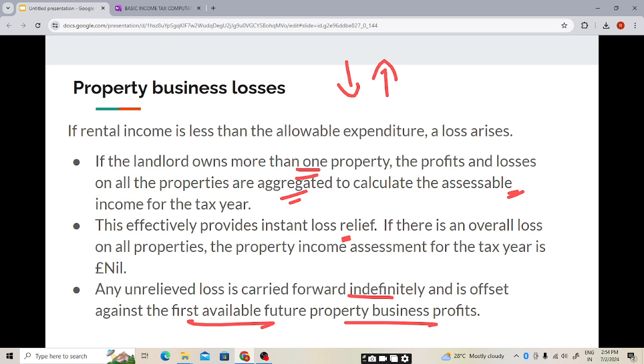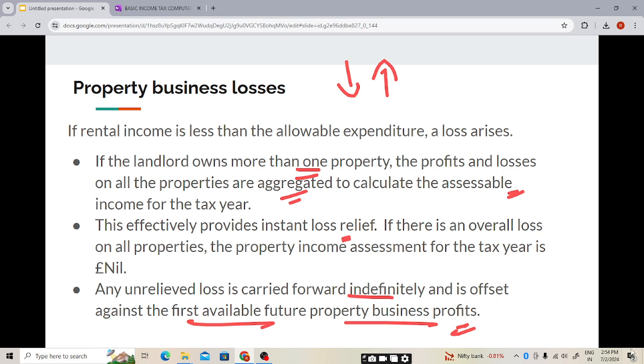For an indefinite time period, but we need to utilize the property loss against the first available property income, that is on a FIFO basis. Next year you need to reduce it, and after that you can carry forward again to the next year. You can't directly jump over a year. You need to set off against the first available property profits or the income which you generate from it.